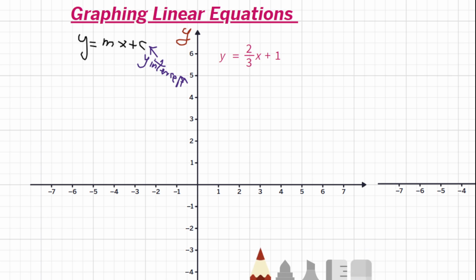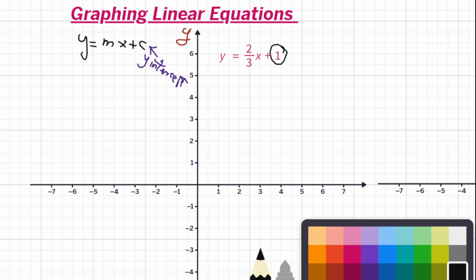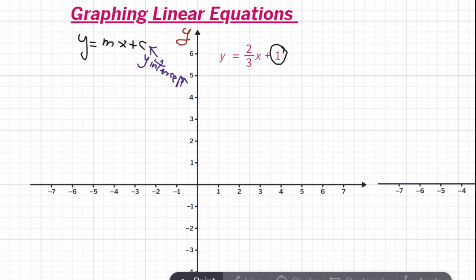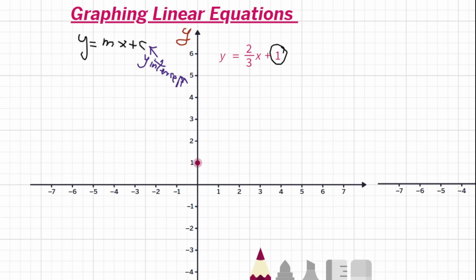So let's take it step by step. In this equation, y equals 2 over 3x plus 1, what's c? It's this one here. So we'll have a line coming through the point 1. So let's mark it, this one here, on the y-axis. So we did mark it.